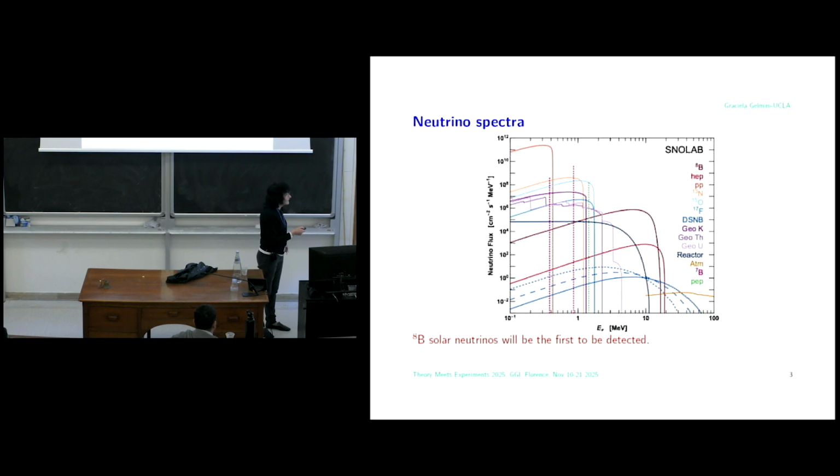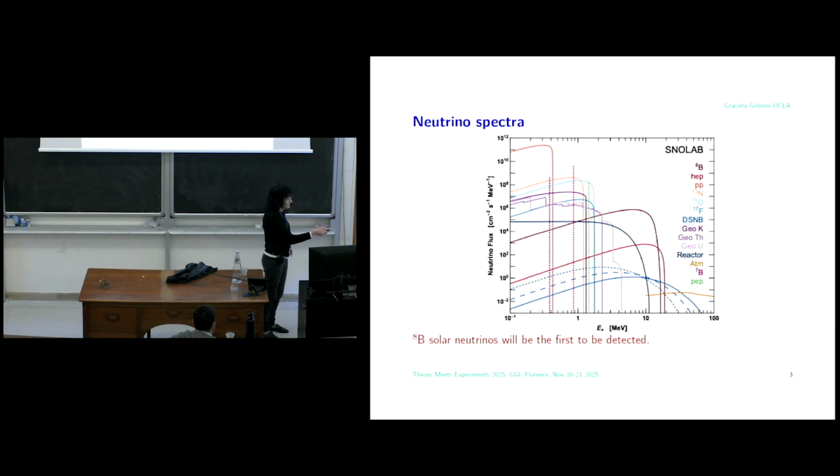So these are the spectrum of neutrinos, at least in SNOLAB. Of course, it changes a little bit. In SNOLAB, this is what you see. And the boron-8 is in particular this one that sticks out, and this is the one that actually people are going to be seeing. This is boron-8 coming from the sun.